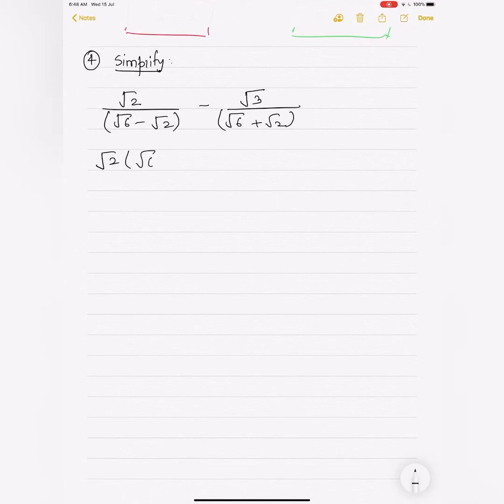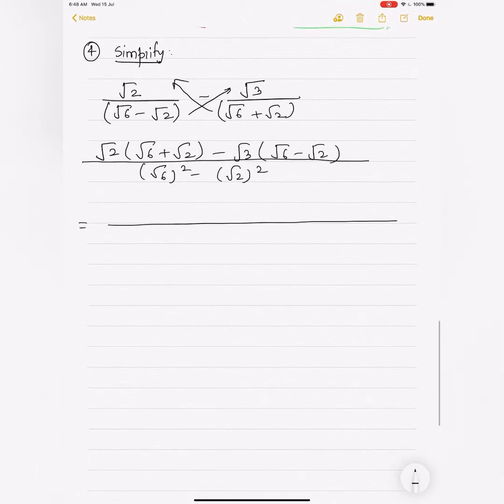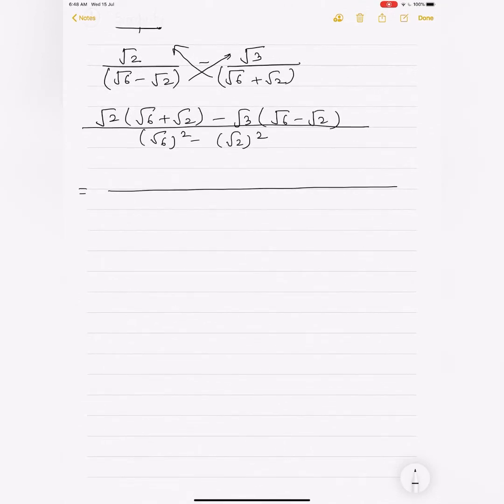So now root 2 into root 6 plus root 2. Got it? How? I took these terms here. Minus root 3 into root 6 minus root 2. Again, how? I took these terms here. The whole thing is divided by what? Root 6 squared minus root 2 squared, because of the A squared minus B squared formula. Now how to simplify further? So first multiply root 2 into root 6. What will be root 2 into root 6? It will be root of 12. So you'll get here root 12.